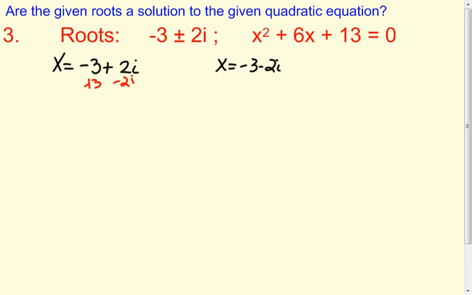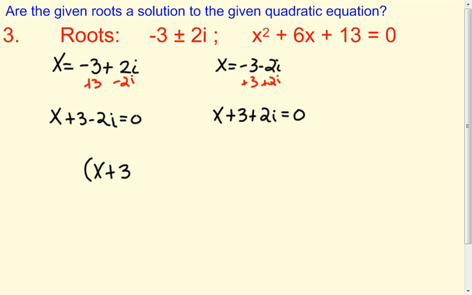So on the other side, this will look like x plus 3 minus 2i equals 0. And over here, similarly, I will add 3 and add 2i. So this will look like x plus 3 plus 2i equals 0. And again, you're going to multiply those two factors out. So I am going to multiply x plus 3 minus 2i times x plus 3 plus 2i.